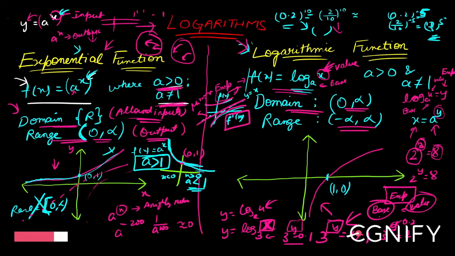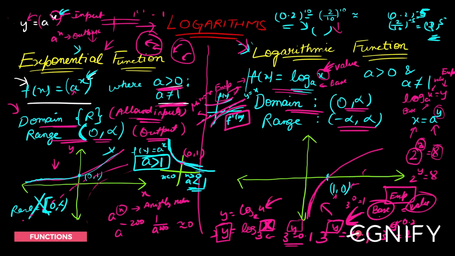So this is not my function. My function is here, where my y is the output. So it can still be negative values. So that's why you have this edge which is of negative values. And if you put y is equal to 0, then 3 power 0 will be 1. So your x coordinate will be 1. So that's why it's striking the x-axis at 1, 0.